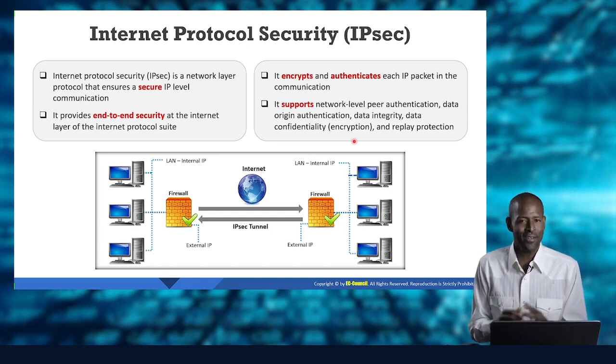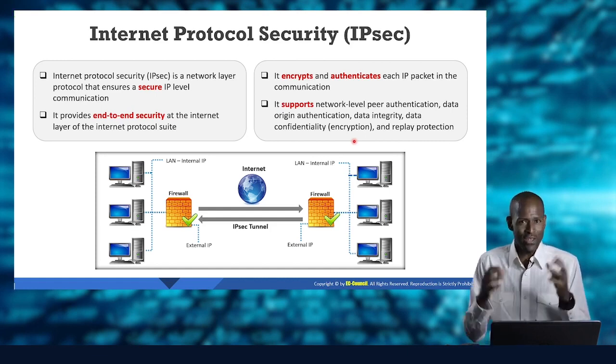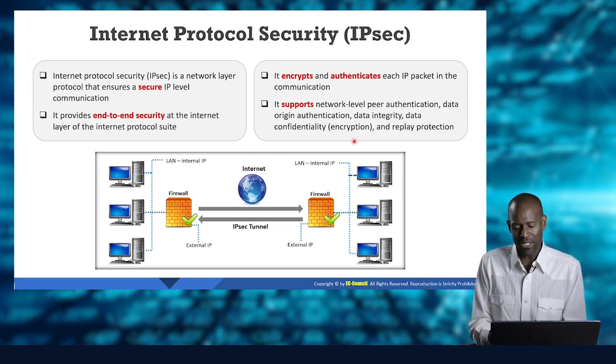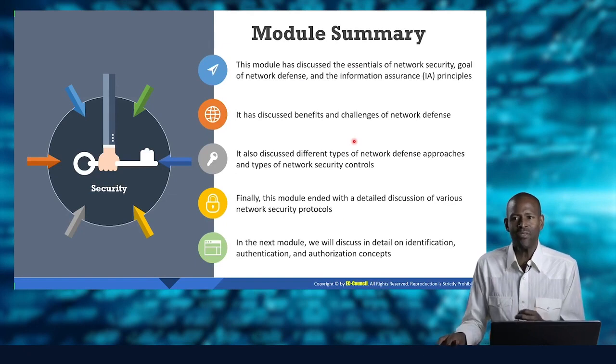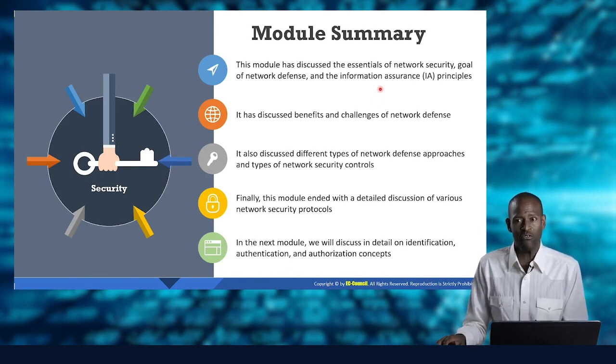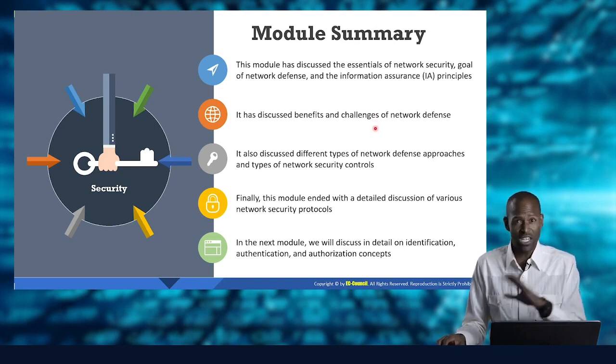I could go on and on about protocols that devices use to secure themselves, but we've come to the end of this module. So we looked at the different essentials in network security, making sure that we have the goal of network defense, information assurance. We looked at benefits and challenges of network defense. And I'll tell you what, we just touched the surface of the challenges. I'll tell you what, attacks are happening right now everywhere. We'll talk about those as we go on.